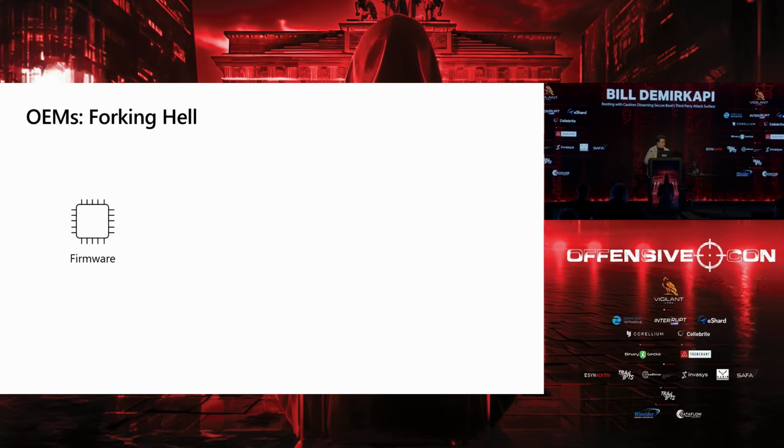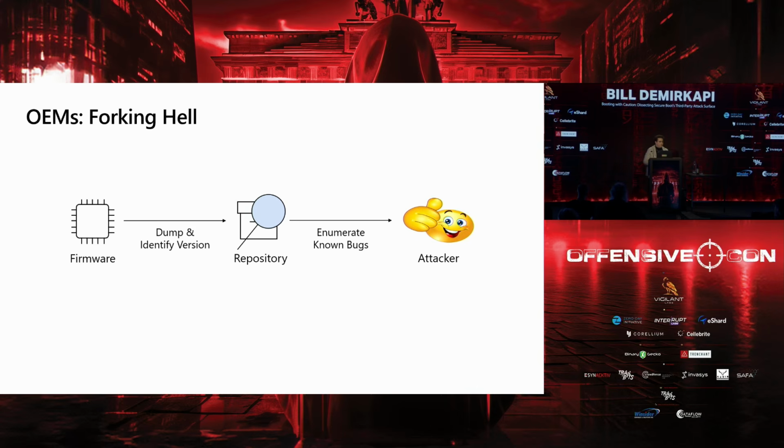Now, there's a really big problem that other researchers have found with OEM firmware. What you can do as an attacker is take your firmware, dump it, and identify: is this based on a shared code base? What version is it running? And once you find a repository, you can enumerate known bugs and abuse already patched issues simply because your OEM vendor has not got through with it.